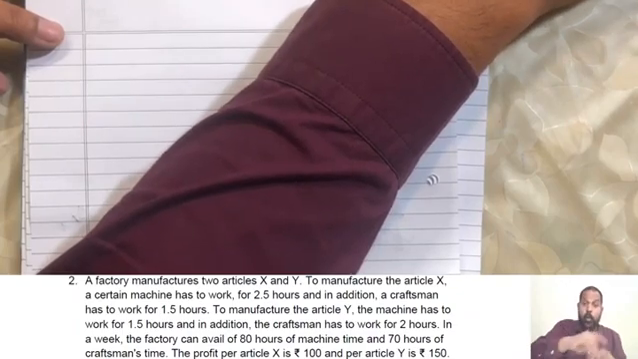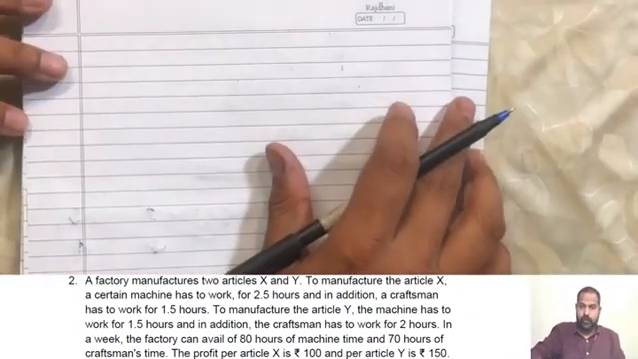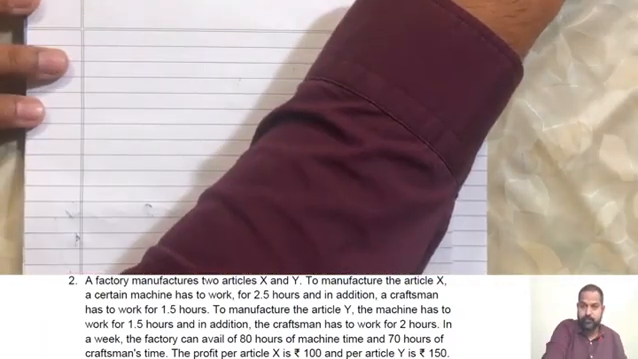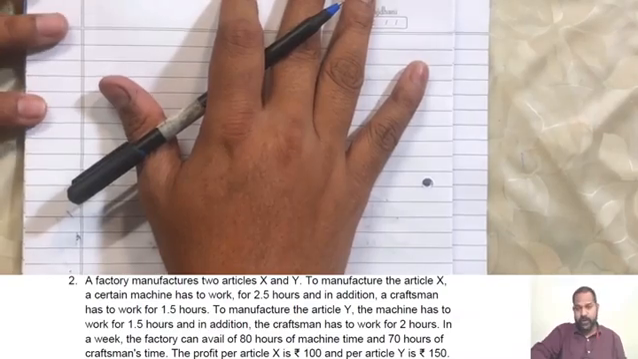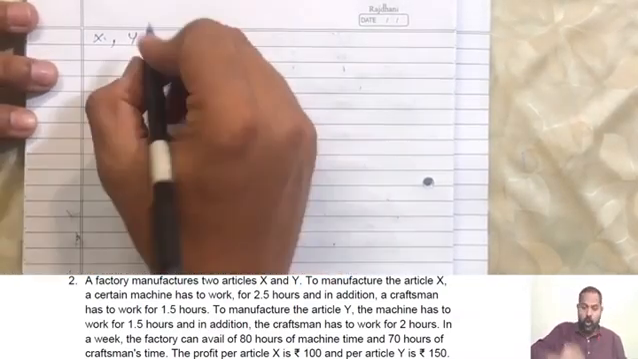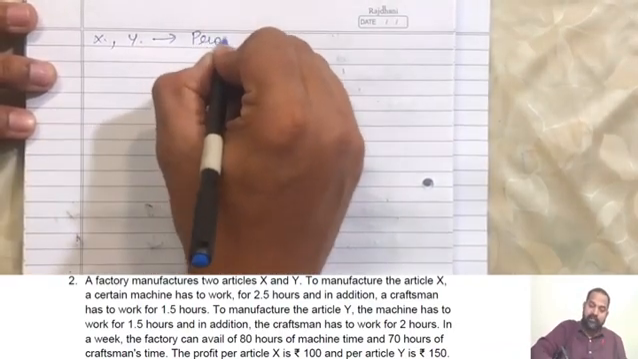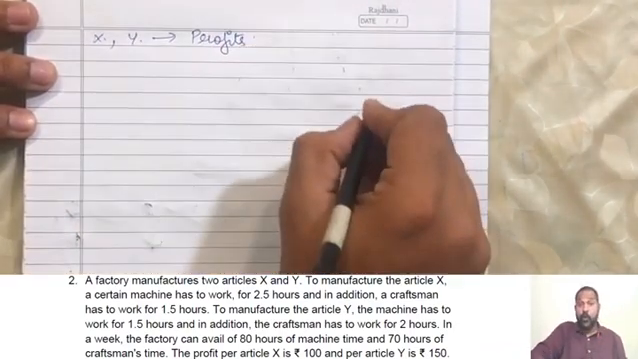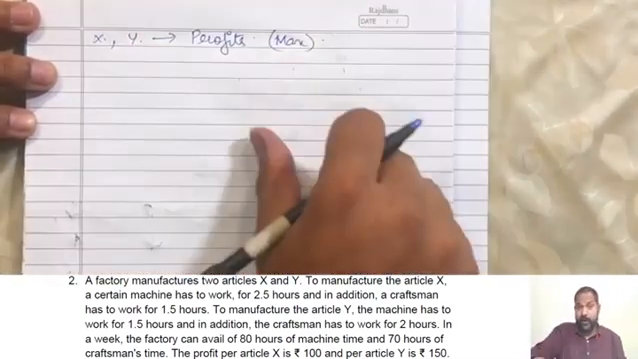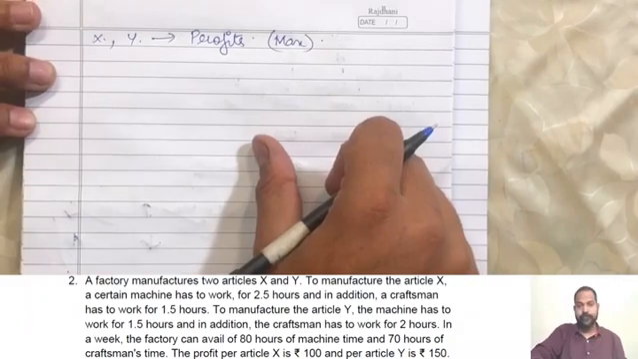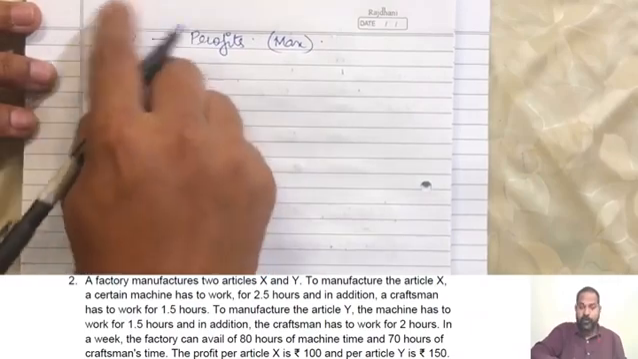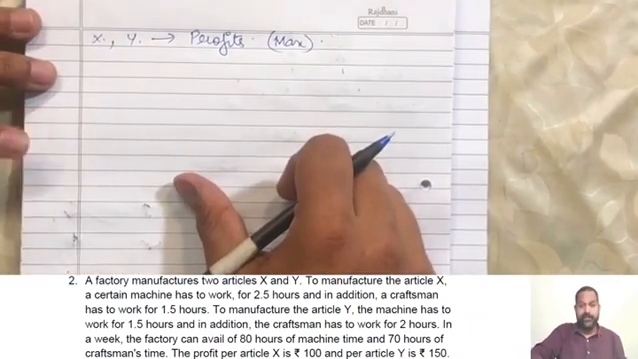Fantastic. What did you read? Well, I read the following things. Number 1, I read some article X and some article Y, whose profits have to be maximized. So your objective is to maximize profit of X and Y. What else did you read?